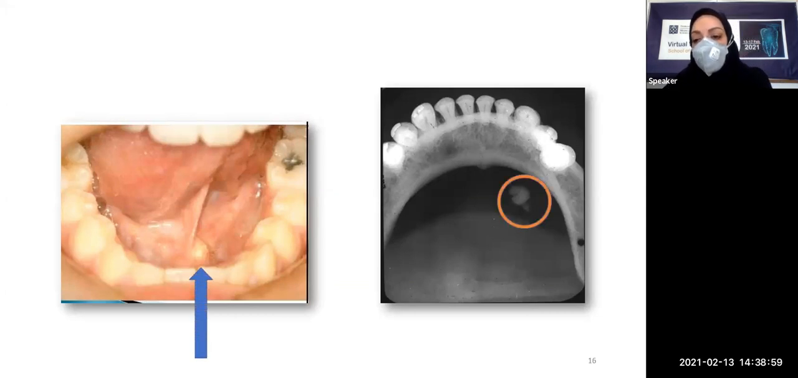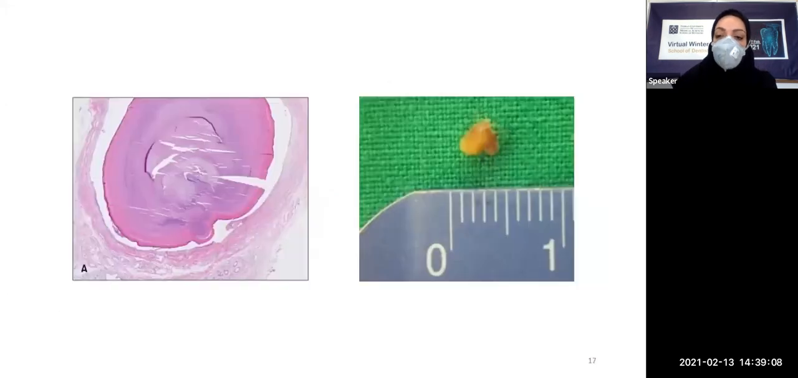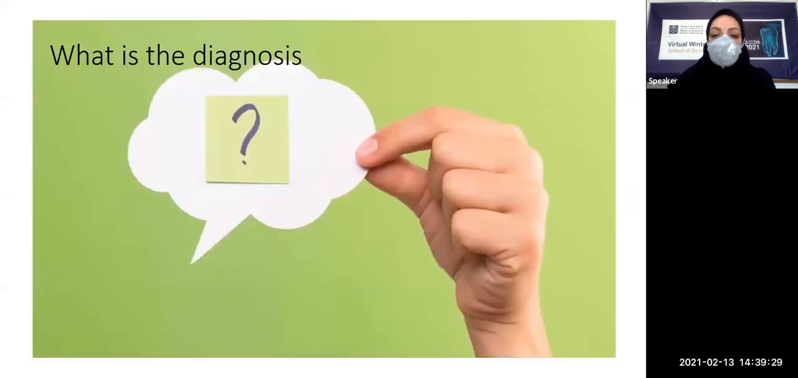And in the radiographic view, you can see that the lesion is radiopaque in the floor of the mouth. So it was excised, and in the right picture, you can see it. It's a calcified material. And regarding its histopathologic feature, you can see in the left picture that it is a kind of lamellated calcified material. So what is your diagnosis?